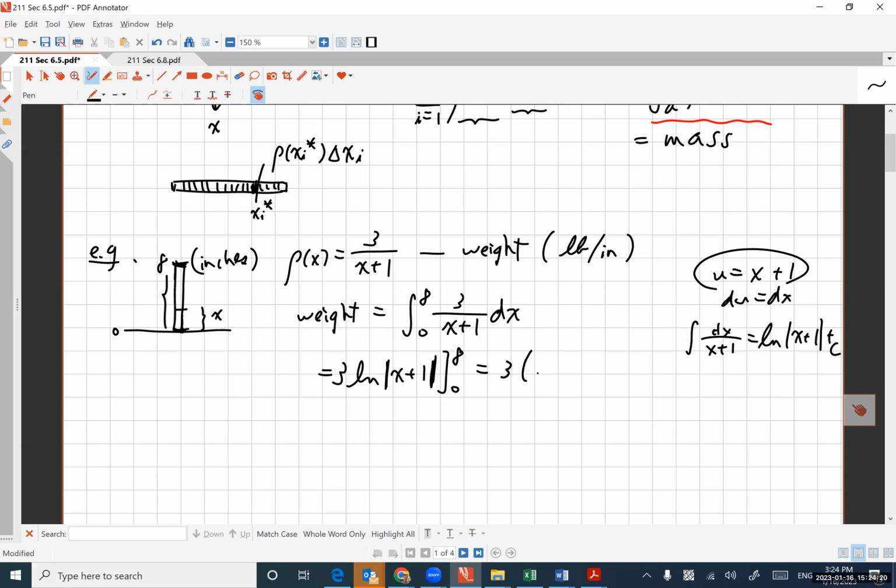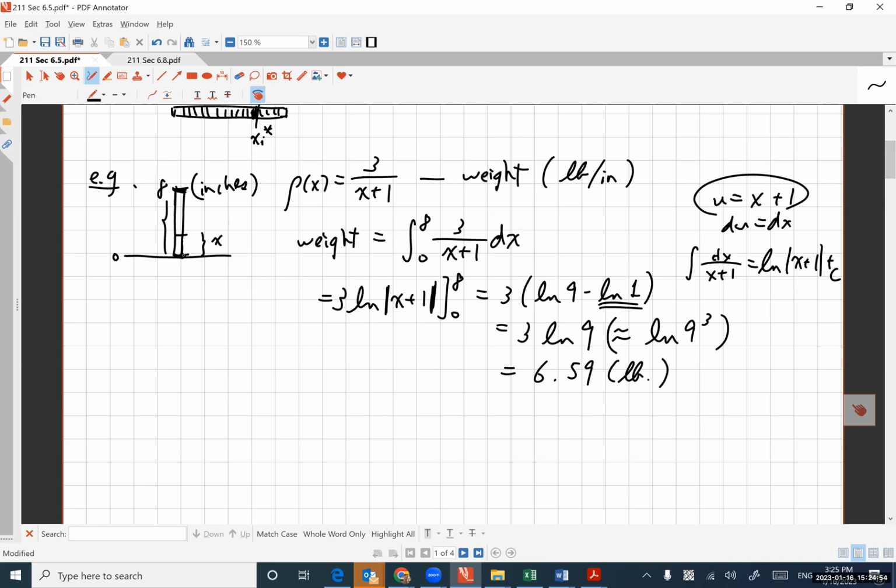All right, so this is going to be 3 times log of 9 minus log of, oh, oops, yeah, that's fine. When you plug in 0, you get log of 1. And of course, this is 0, so the answer is 3 times log of 9, which, by the way, is equal to log of 9 to the 3rd power, if you are interested in that. But anyway, the answer turns out to be approximately 6.59 pounds. So you can say this whole thing is about 7 pounds, where the density function, which stands for weight per inch, changes from heavy here to light up here.